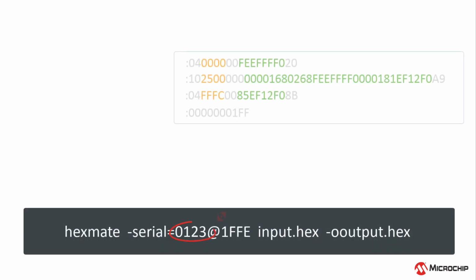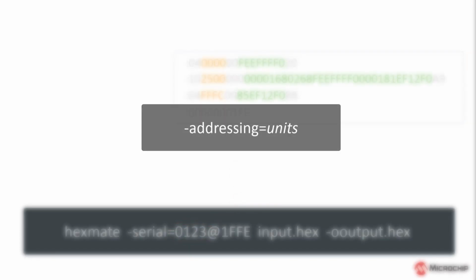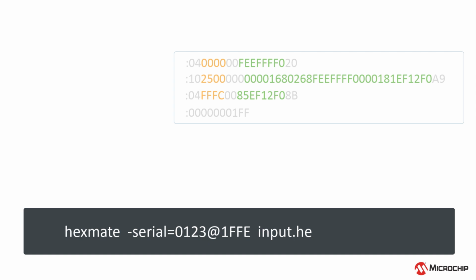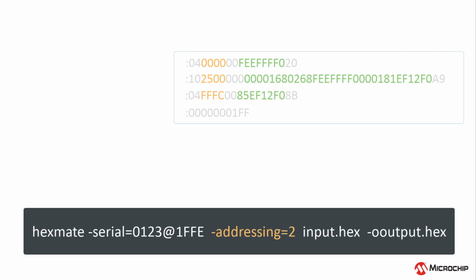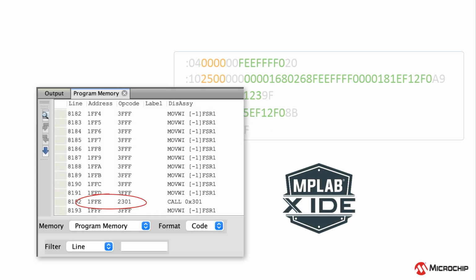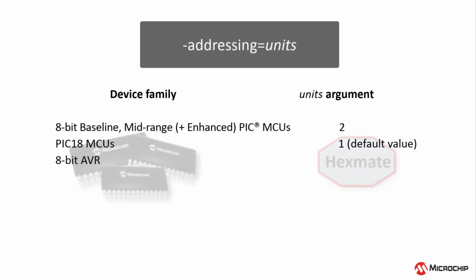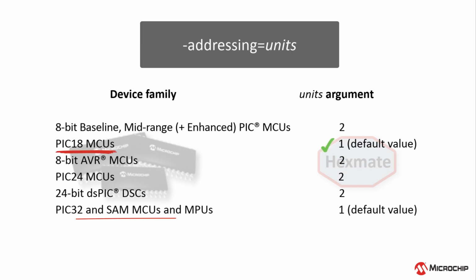in the device. If you prefer to use device rather than hex file addresses with Hexmate options, use Hexmate's dash addressing option. If the previous command was re-executed, this time specifying an addressing value of 2, then the serial number will be placed at address 3FFC in the hex file, but be programmed to address 1FFE in the device, as specified in the option. You do not need to use the dash addressing option with any PIC18 or 32-bit PIC or SAM device, as these are all byte addressable. But you can use an addressing value of 2 for all other devices if you prefer.